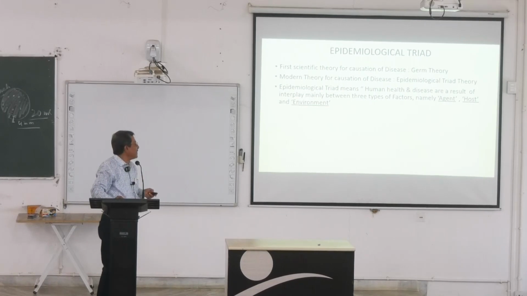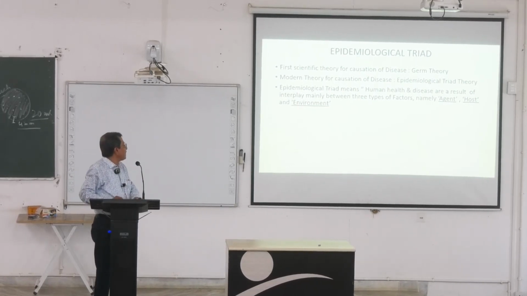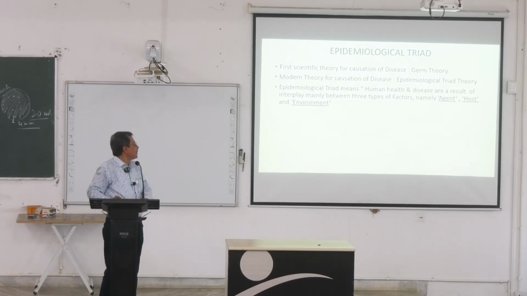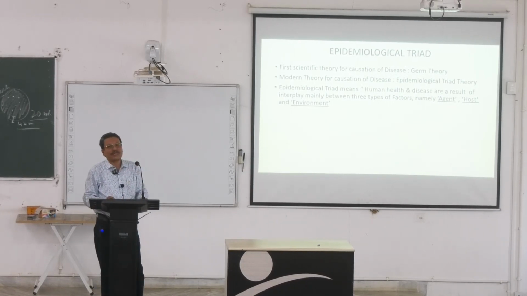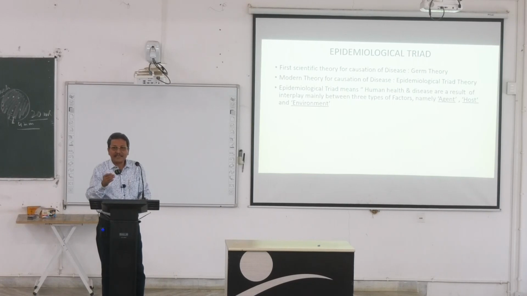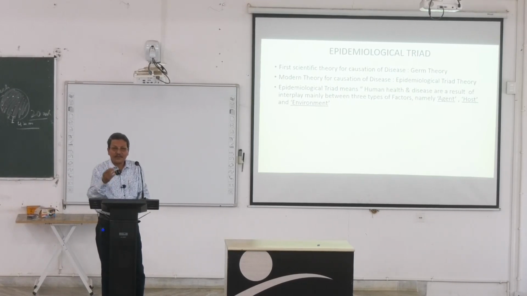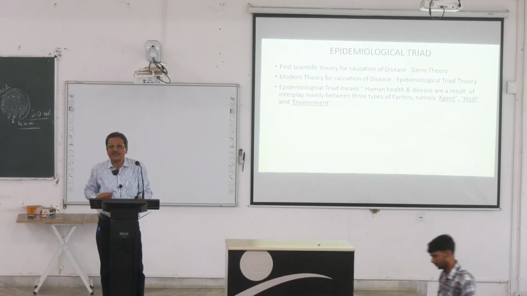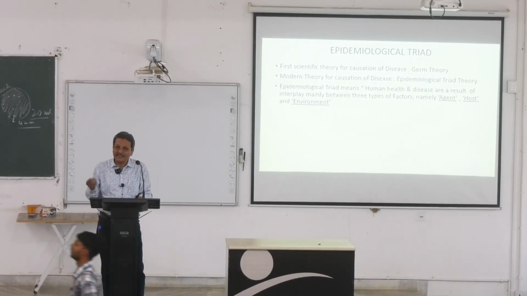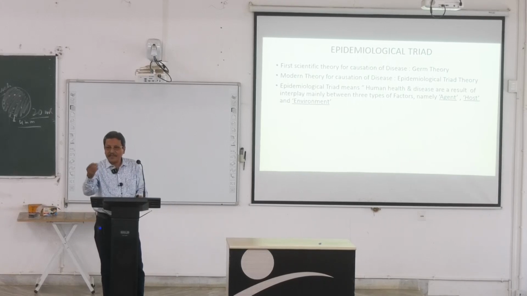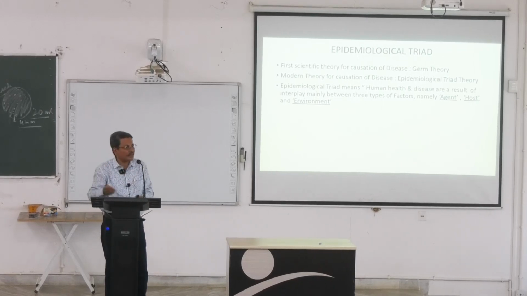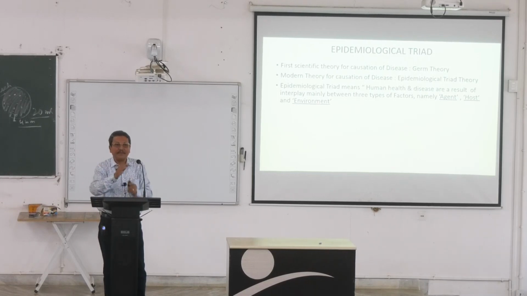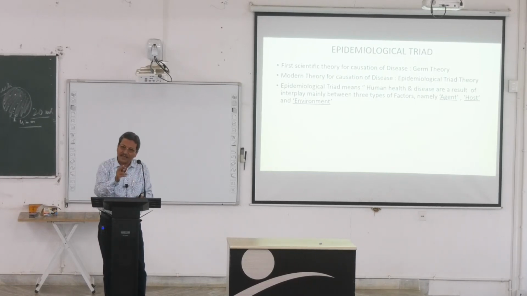So epidemiological triad means human health or disease is a result of interplay or interaction between three types of factors: agent, host and environment. Agent may be a communicable agent or a non-communicable agent. Agent may be bacteria, virus, or cholesterol, triglyceride, and so many things. Agent may be a mineral or vitamin, deficiency of it or excess of it. So agents may be multiple or single.